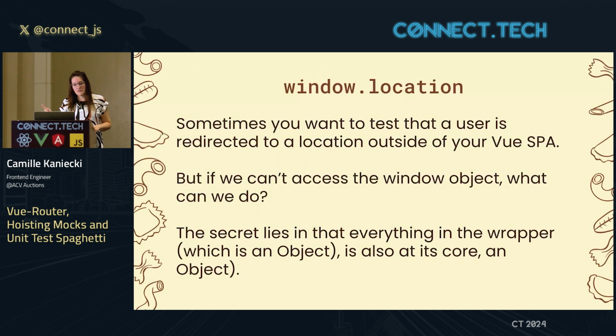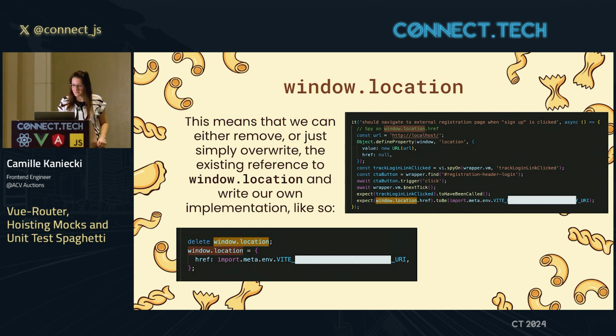Sometimes you want to test that a user is directed to a location outside of your single-page application. But how can we listen for a spy on that method if we can't access the window object? So again, the secret lies in that everything in the wrapper, which is an object, is also at its core an object. If you take nothing away from today, just remember: object, shallow object, everything is an object. I need that on a t-shirt. Because it's an object, we can simply access it like any other property and rewrite it. And we can cheat.